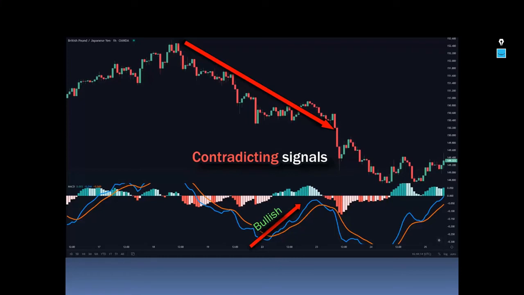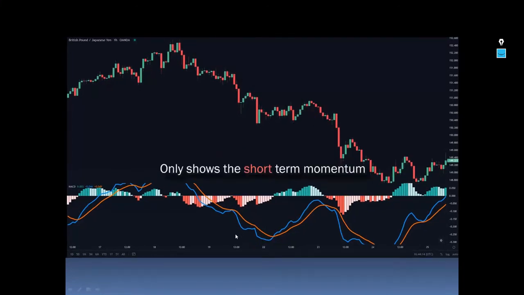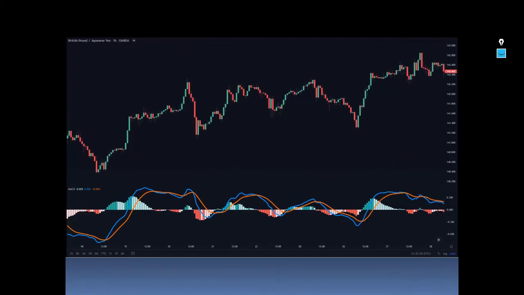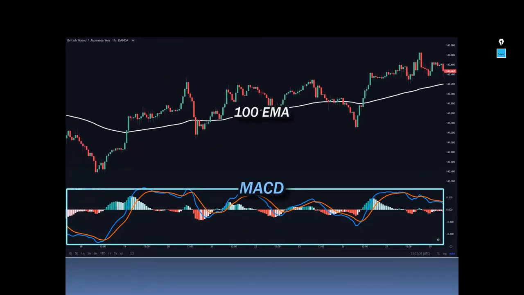This is what is happening. As I said, you can see here contradicting signals, okay? That's what's happening. That's the strategy. Okay, let's just have a look.